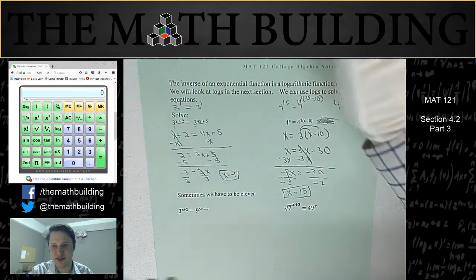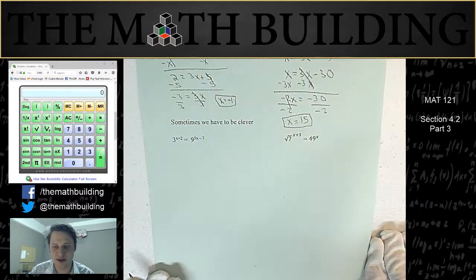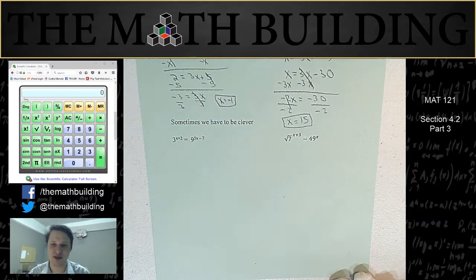All right, so let's look at these two. Do you notice that these do not have the same base? So we're going to have to be clever here because we have 3 and 9, so we can't use the trick I just did. So I'm going to do something really clever here.